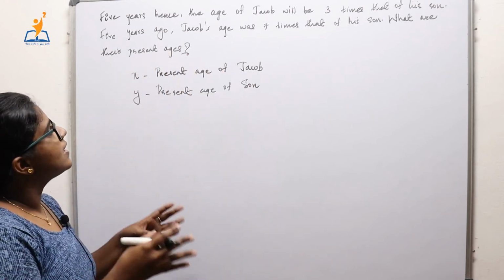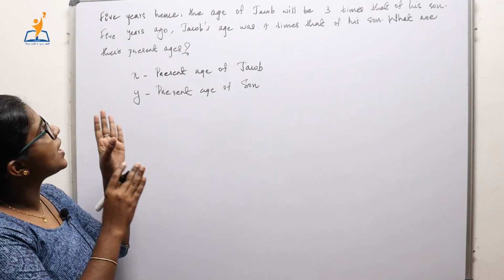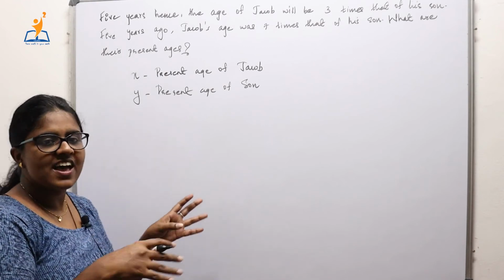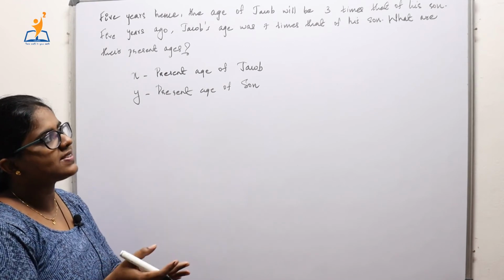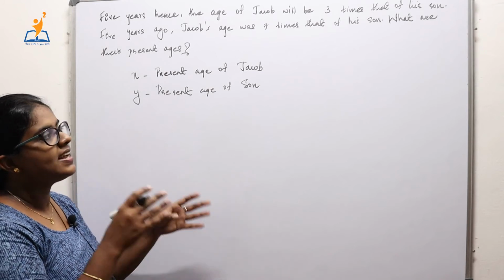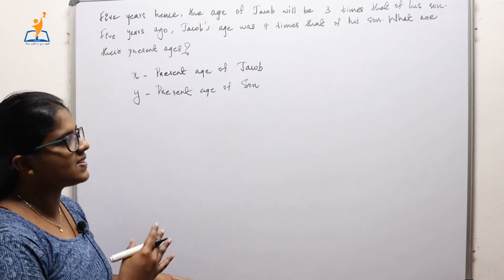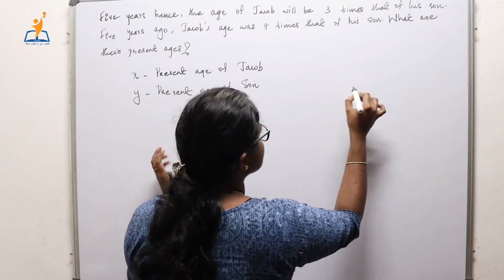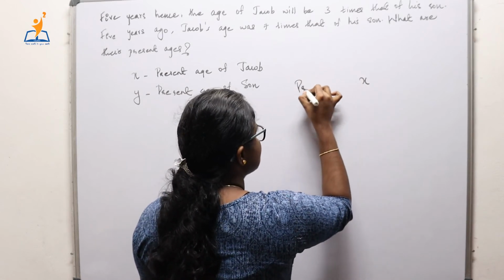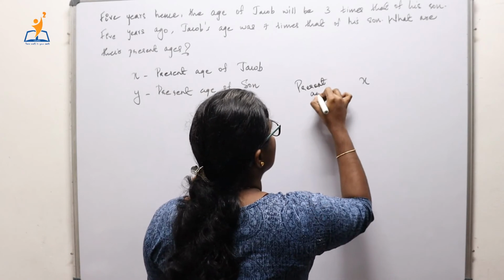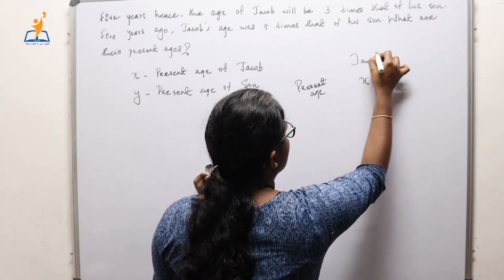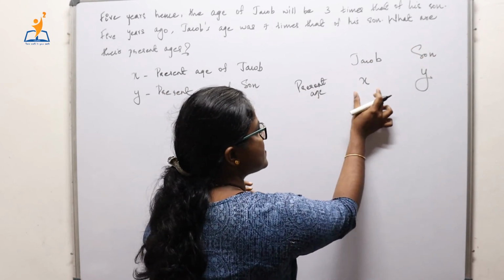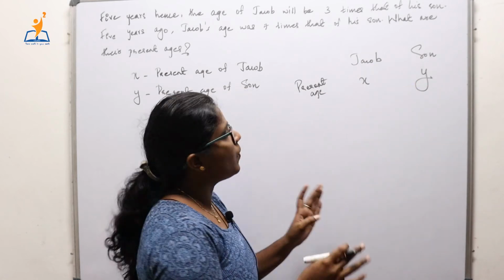In the question, 5 years hence, the age of Jacob will be 3 times that of his son. That is, after 5 years, Jacob will be 3 times the age of his son. For solving this question easily, we can make a table like this. Let x be the present age of Jacob and y be the present age of his son. So the present age of Jacob is x and the present age of his son is y.